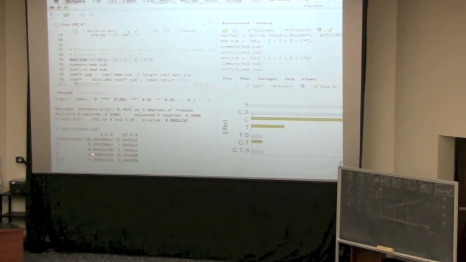Okay. S is still significant, we can see that, and the CS two-factor interaction. So now I've gained 3 degrees of freedom to estimate confidence intervals as well.